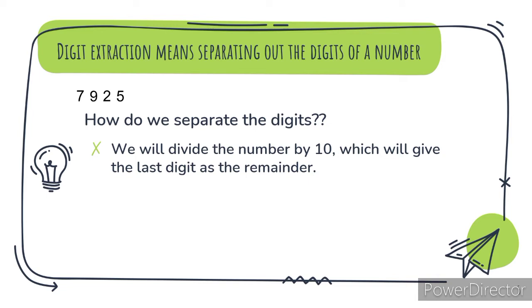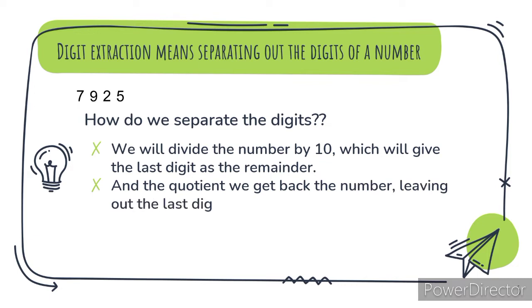So any number, if you divide it by 10, the remainder will always be the last digit. And the quotient is the number leaving out the last digit. So if I divide 7925 by 10, the remainder will be 5 and the quotient will be 792. So this is the first digit from the right-hand side of the number which is extracted.